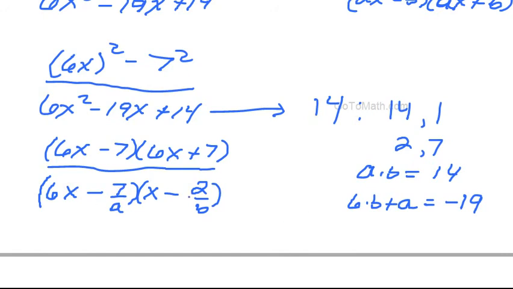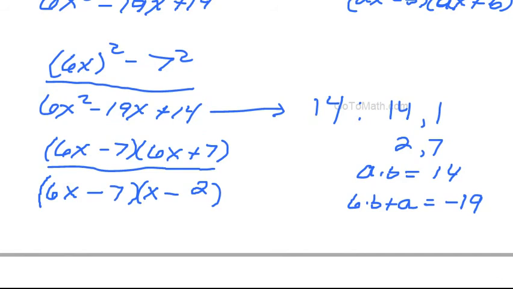So 6 times 2 is negative 12. Negative 12 minus 7x, that's going to be a negative 19x. And then negative 7 times negative 2 is a positive 14. Alright, let's just get rid of that piece there. Ended up getting rid of everything.